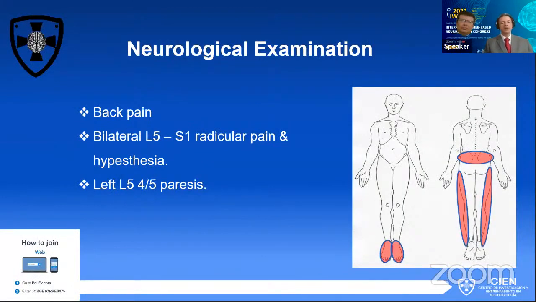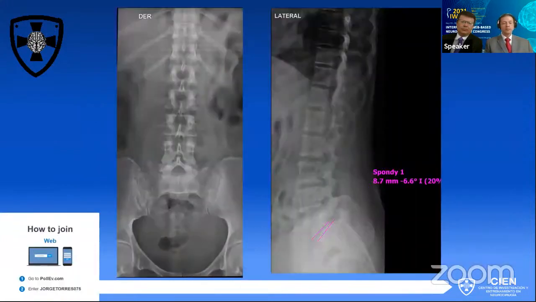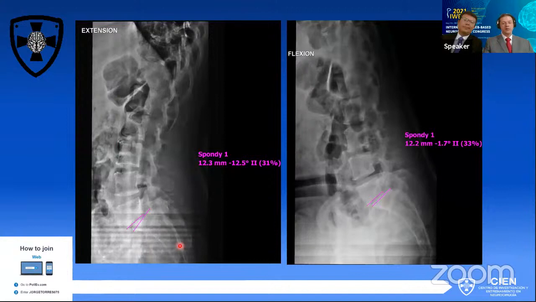On neurological examination, she had localized back pain in the lumbosacral junction, bilateral L5 and S1 radicular pain and hypesthesia with no allodynia, and a left 4 out of 5 paresis for dorsiflexion. This is the basic lumbar X-ray. Here we can see that the patient presents with an L5 S1 spondylolisthesis, grade 1, 6.6 degrees, 8.7 millimeters. So dynamic flexion extension X-rays are done to evaluate the degree of instability. And we can see that there's both angular and translational movement, especially angular movement in L5 S1.